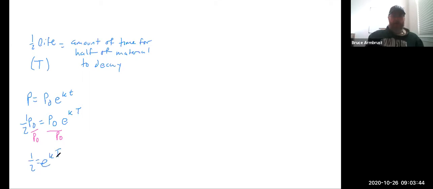I can actually solve this for k. If I take a natural log, I get natural log 1/2 is equal to k times big T. So k is going to be the natural log of 1/2 divided by big T. So if you're told the half-life, you can actually use this formula to figure out k.